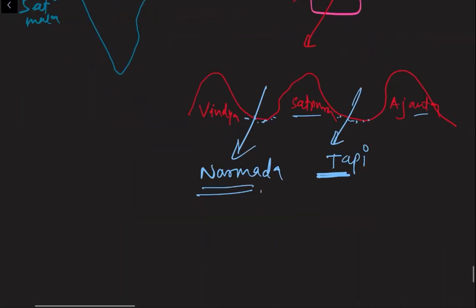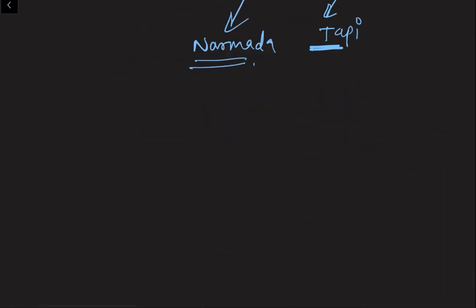Now, block mountains we have understood up to here. If we go forward, there is a fourth type of mountain system. This fourth type of mountain system is created because of escarpments. What are these escarpments?